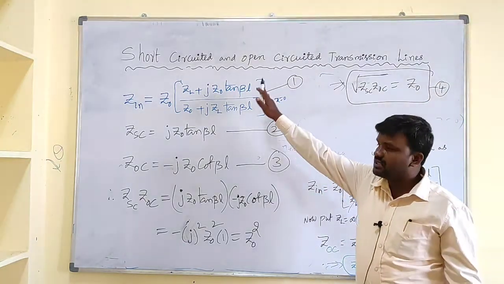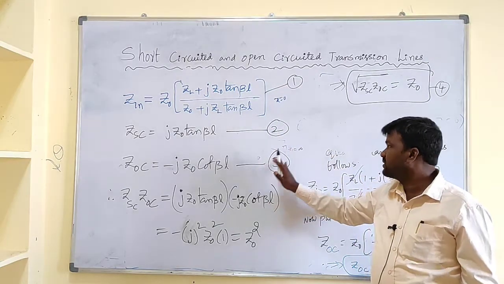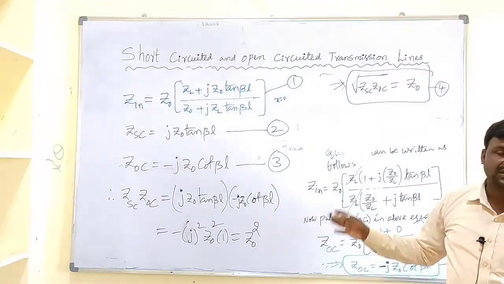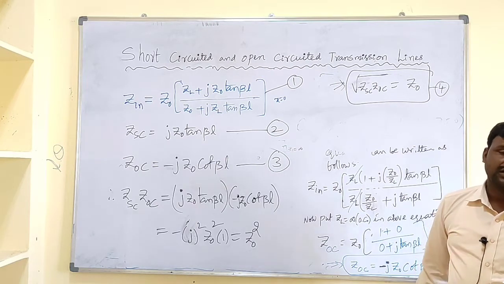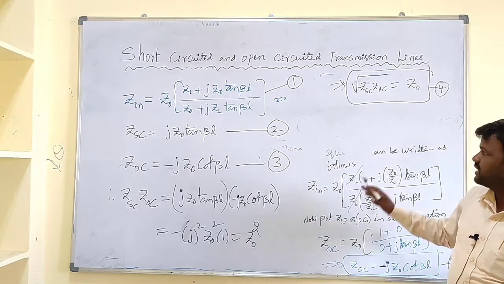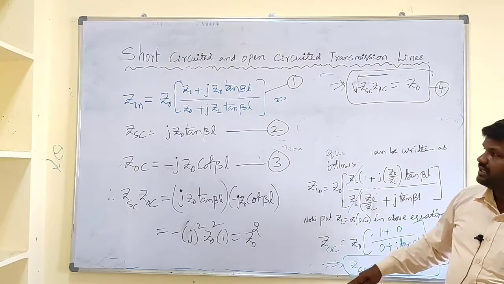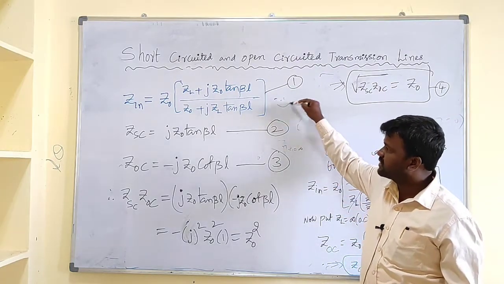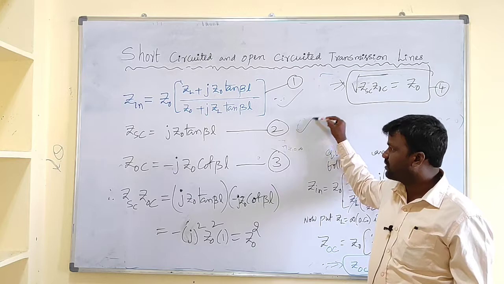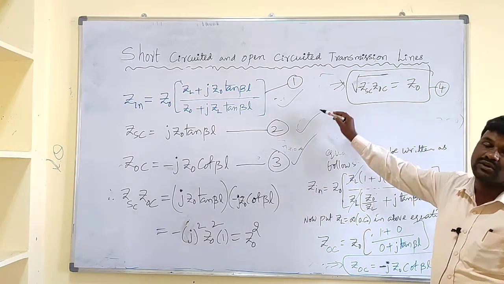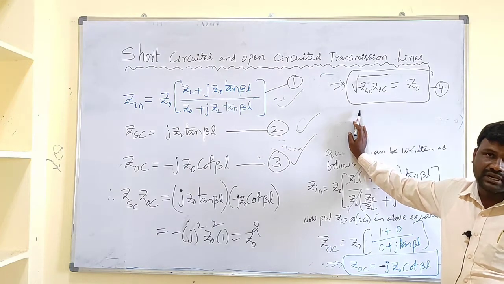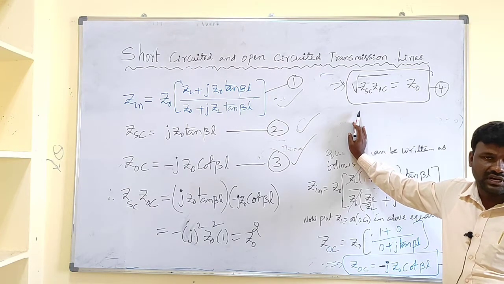Please write down these equation 1, equation 2, equation 3, equation 4. These equations are important in order to solve or design transmission lines. For the design problems, we require these formulas. This is the input impedance of the lossless transmission line. It is input impedance of short circuited line. It is input impedance of open circuited line. And this is the relationship between the characteristic impedance and the short circuited and open circuited transmission line.